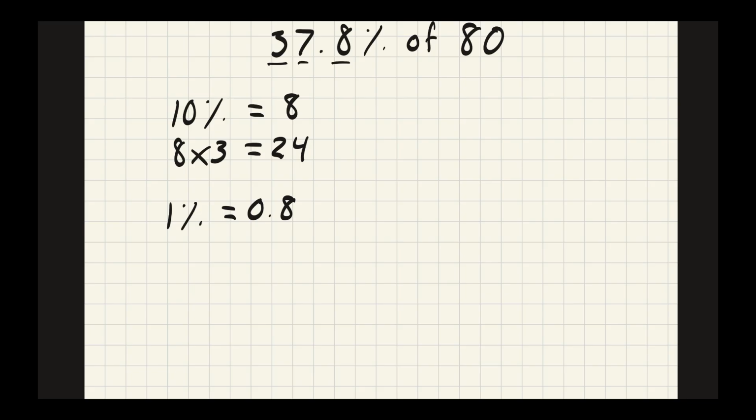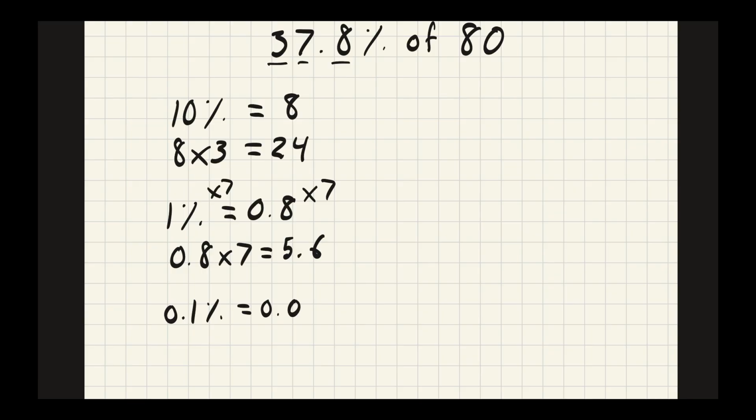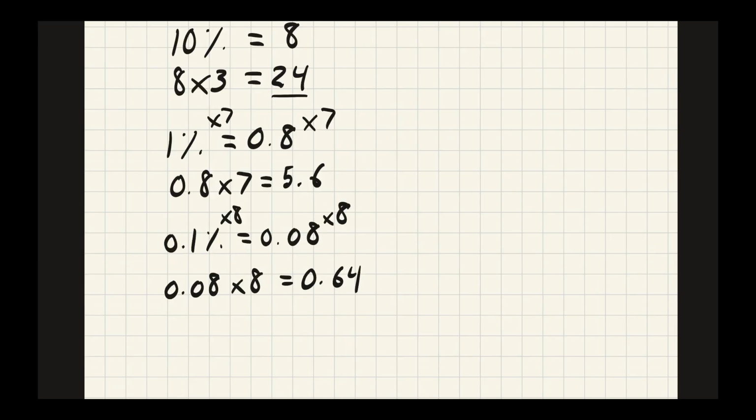And we don't need 1% though, we need 7%. So multiply both sides by 7. And we get 0.8 times 7 equals 5.6. We know that. Now, 0.1% equals 0.08. And then we multiply that by 8. Multiply both sides by 8. 0.08 times 8 equals 0.64. And then we add all of our answers together.